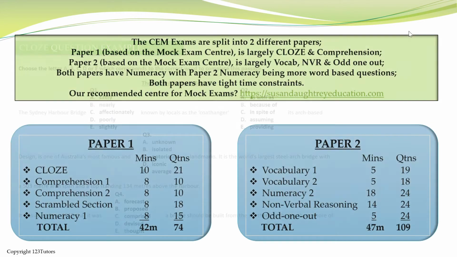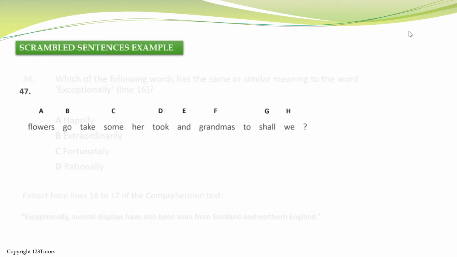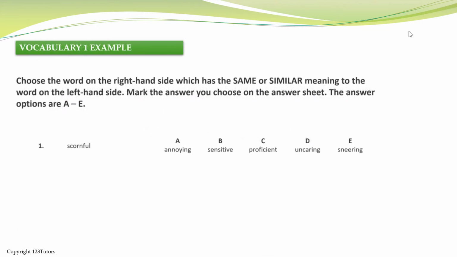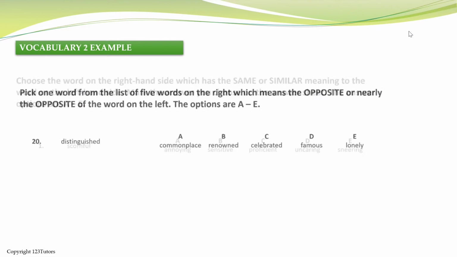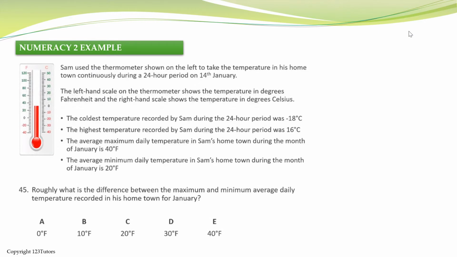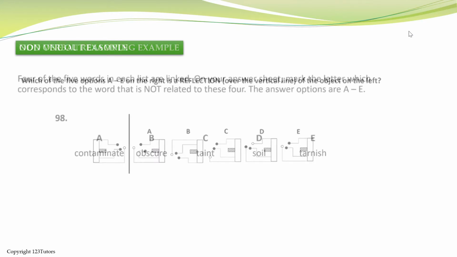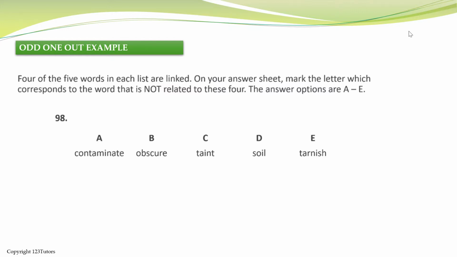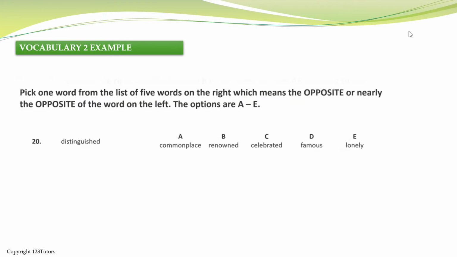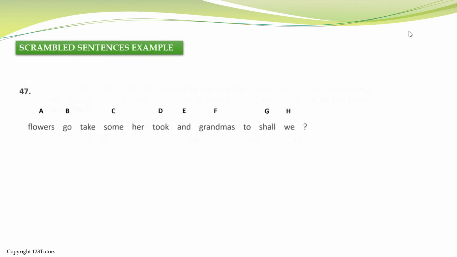you have in paper 2 vocab 1, vocab 2, numeracy 2, non-verbal reasoning and odd one out. So let me just quickly go through those. Vocab 1 is very much synonym based. Vocab 2 is antonym based. Numeracy 2, as I was saying before, represents more wordy types of questions. Non-verbal reasoning, you've seen these types of questions before, and odd one out examples. So those are effectively the types of questions that are most likely to come up.